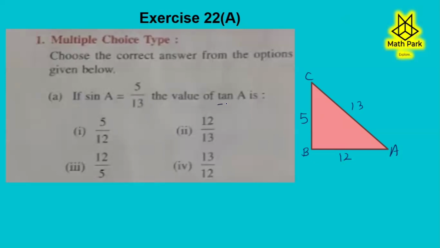Now you are asked to find tan A. Tan A is opposite upon adjacent. So opposite to A is 5 and adjacent is 12. So this is how the first option is the correct option.